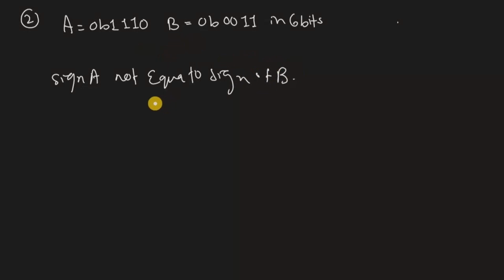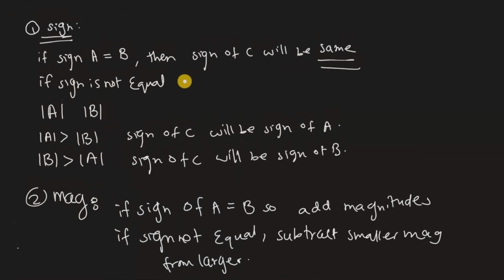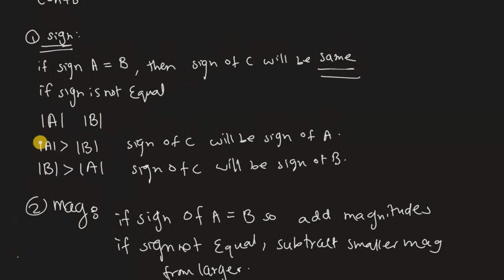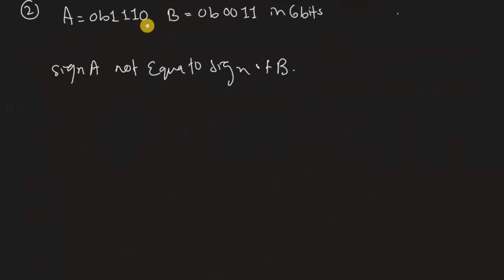So in this case, what I showed you here, if they are not equal, then what do we do? We check the magnitude, okay? We check which one is bigger. For this you have to convert these numbers into decimal, okay? So you have the first one here, you see this is the sign, and this is the sign. If you want to determine the sign of the number C, because you're doing A plus B, what is the sign of C? To determine this you have to know the magnitude, okay?